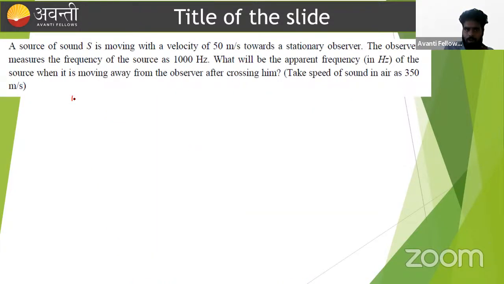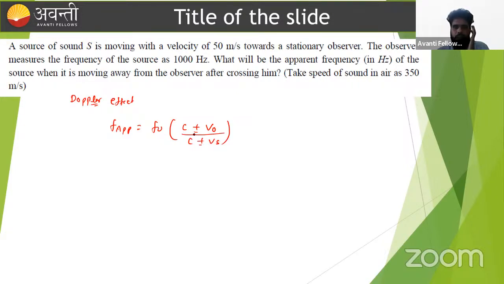Again, this is an easy problem on the Doppler effect. In the Doppler effect, we know how to apply the formula: the apparent frequency can be written as f naught times C plus or minus the velocity of the observer over C plus or minus the velocity of the source. Initially the observer is stationary, so the observer velocity is 0, and the apparent frequency is 1000 hertz. Put the value: 1000 equals f naught, C is given as 350, and the source is coming toward the observer.